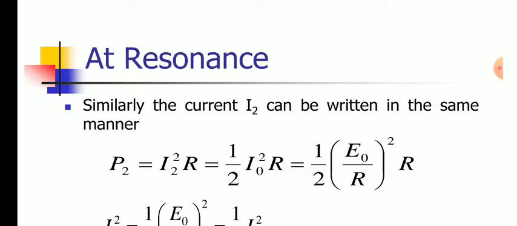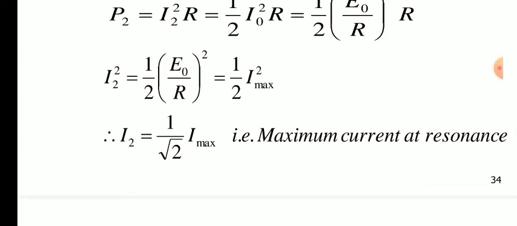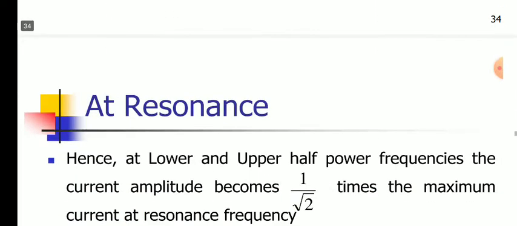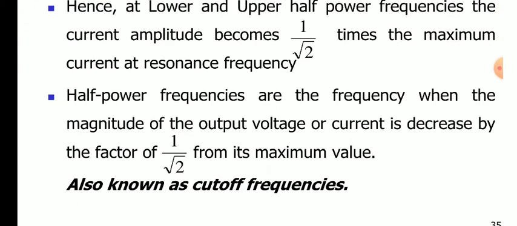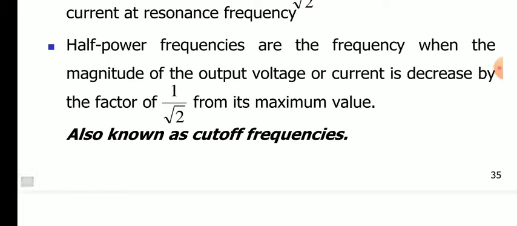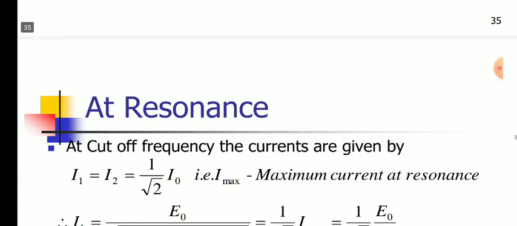So once again, if you go in the same manner, you get I2 equal to 1 by root 2 I max, where I max is the maximum current. Hence, at lower and upper half power frequencies, the current amplitude becomes 1 by root 2 times the maximum current at resonance. Therefore, half power frequencies are the frequencies at which the magnitude of the output voltage or current decreases by the factor 1 by root 2 from its maximum value, also known as cutoff frequencies.